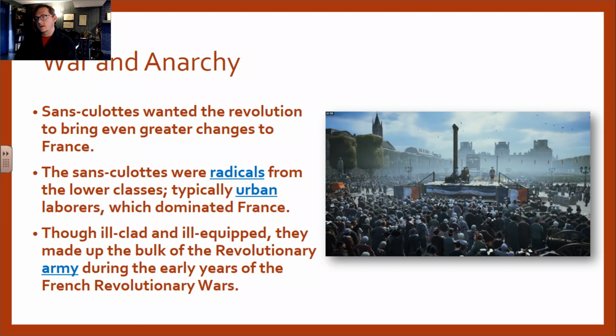So war and anarchy will take place. The Sans-Culottes wanted the revolution. They're kind of like the extreme radicals. They wanted the revolution to get even more intense, so they want things to get even more crazy. These are typically lower class. The Sans-Culottes are typically extremely progressive, typically in urban areas, like the cities.